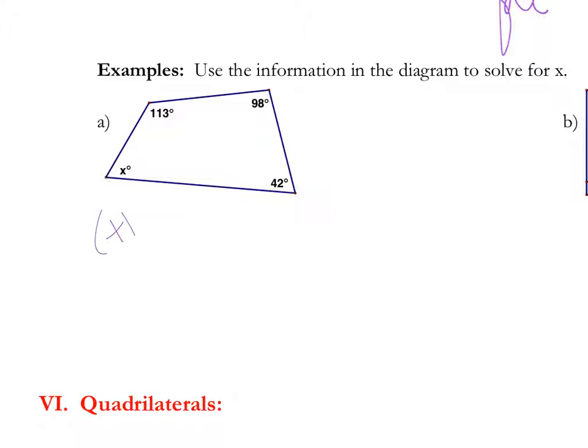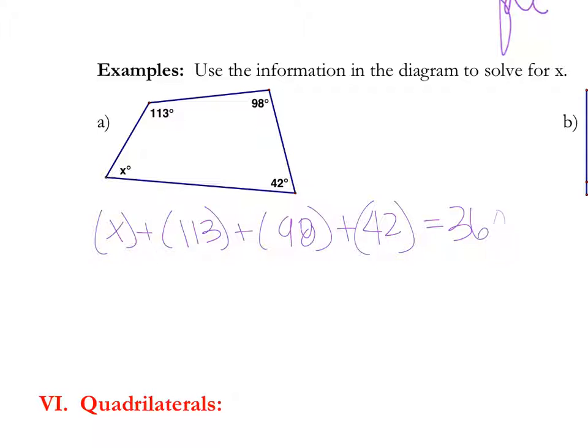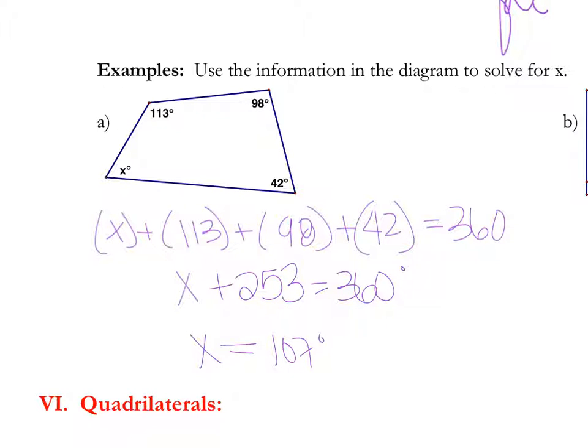So we have x plus 113 plus 98 plus 42 equals 360. Notice how I put 4 sets of parentheses to mimic the fact that we have 4 angles. Now go ahead and add these up, and we should get x plus 253 equals 360 degrees. Then subtract the 253, and we should get 107 degrees.